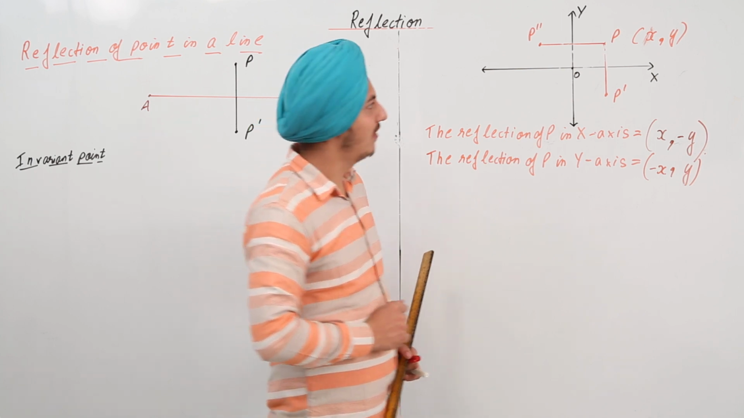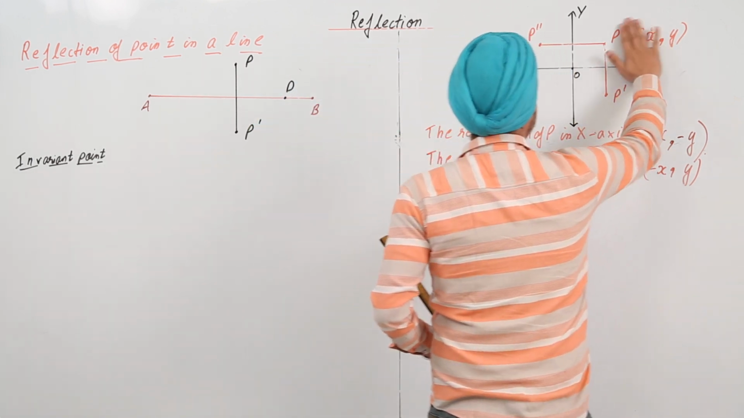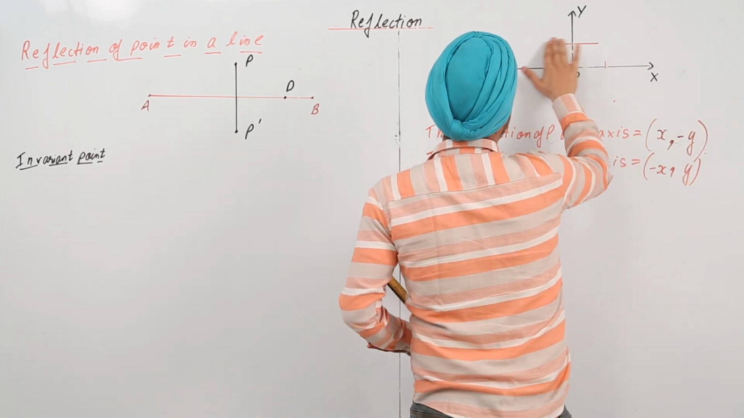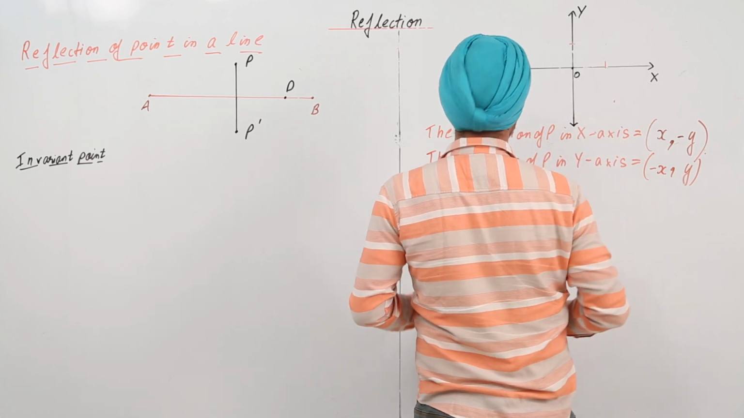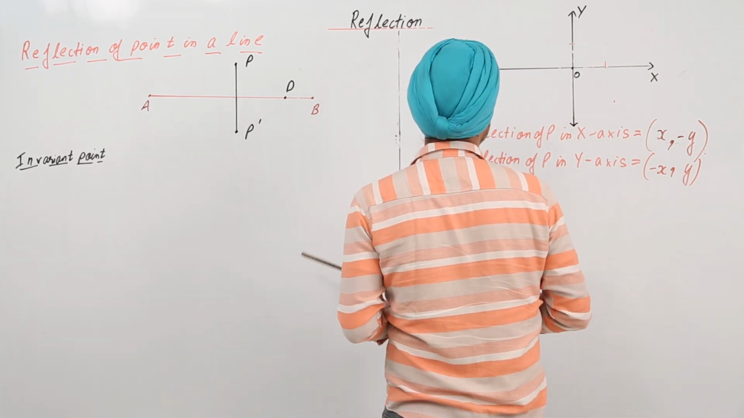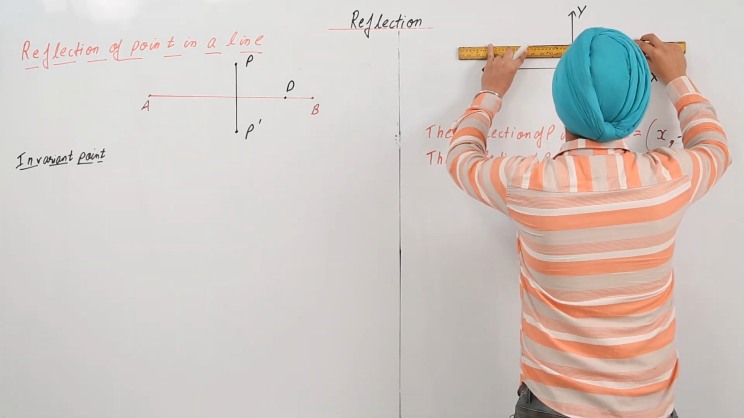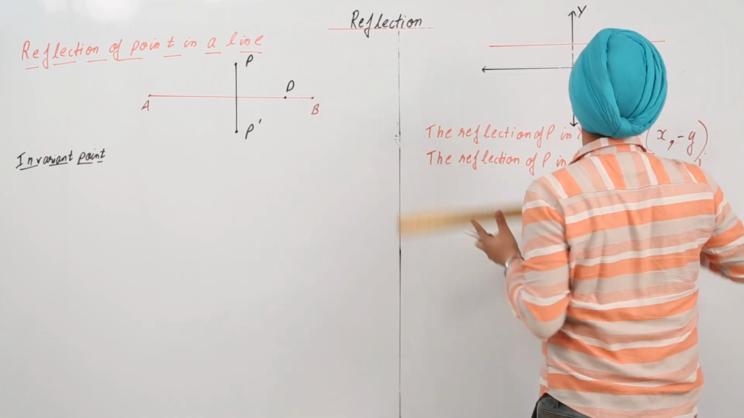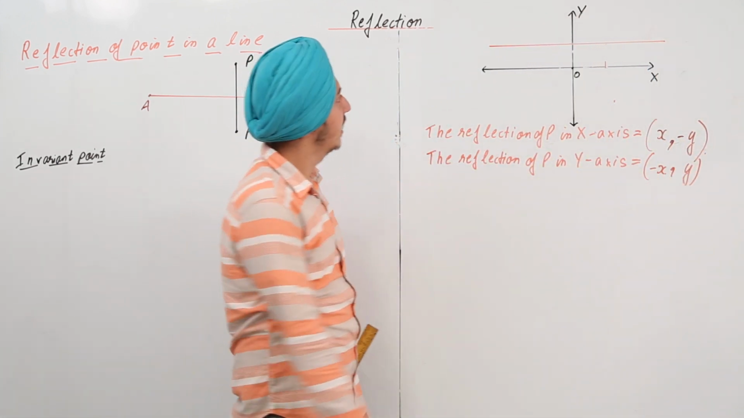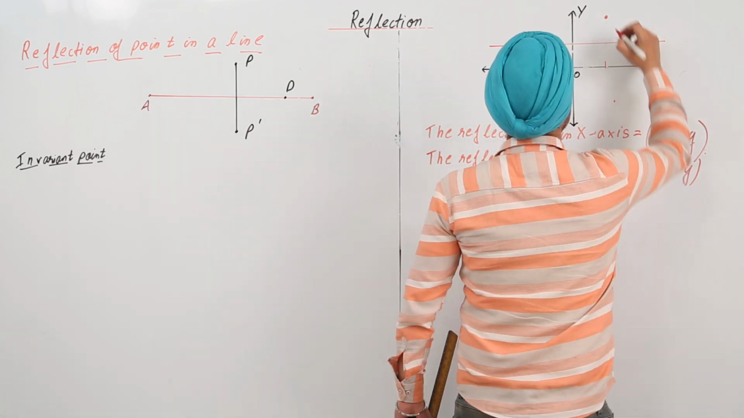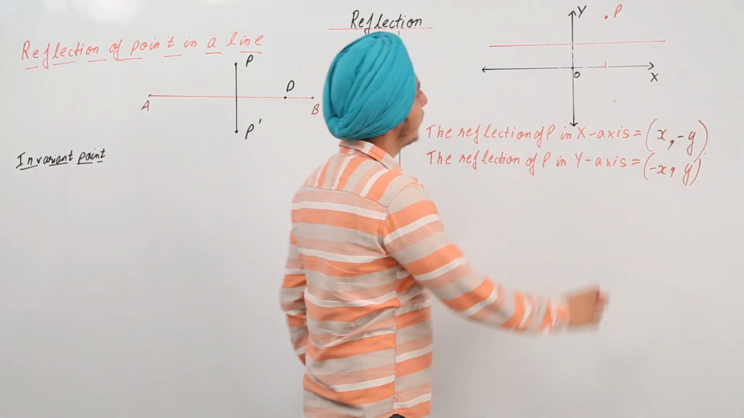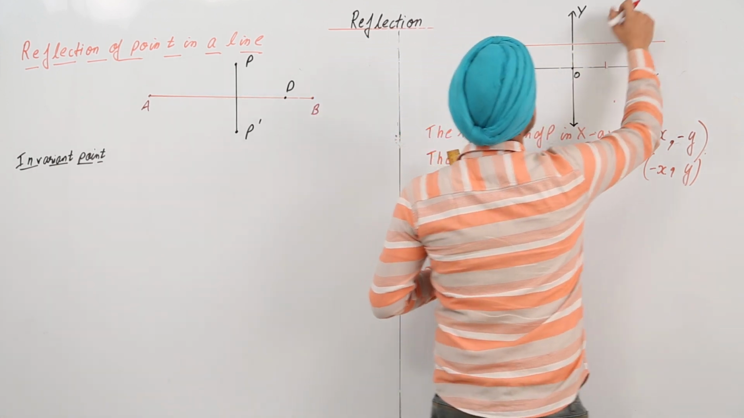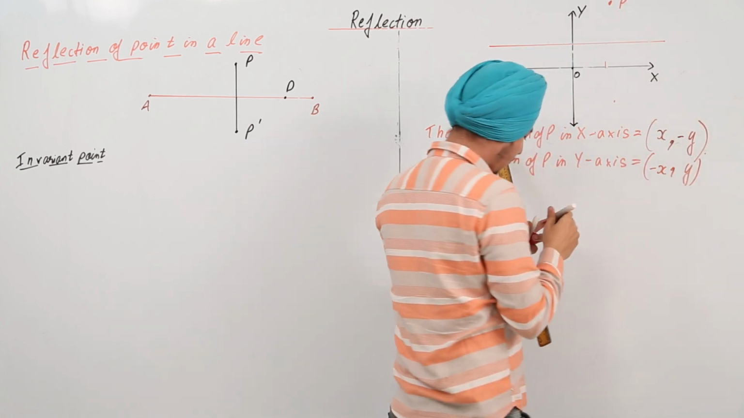Now next, what we have is the reflection of any point in a line that is parallel to the x-axis. So let us draw a line that is parallel to the x-axis first. Let's say that this line over here is parallel to the x-axis, and we have a point P over here. If we have to draw this point's reflection in this line, what are we going to do?